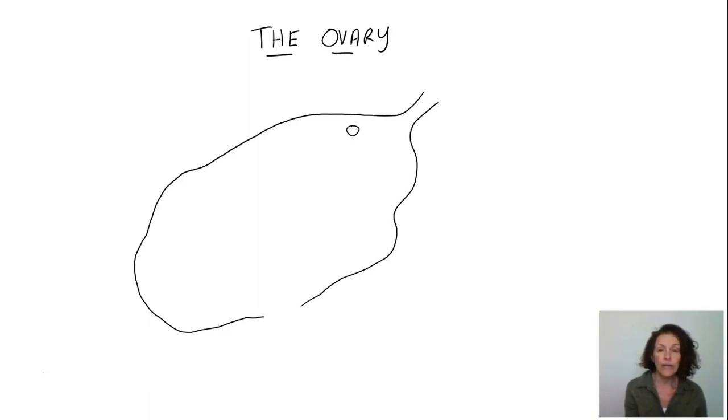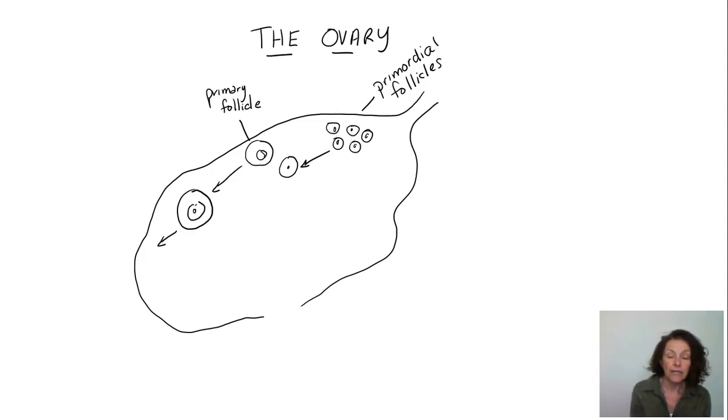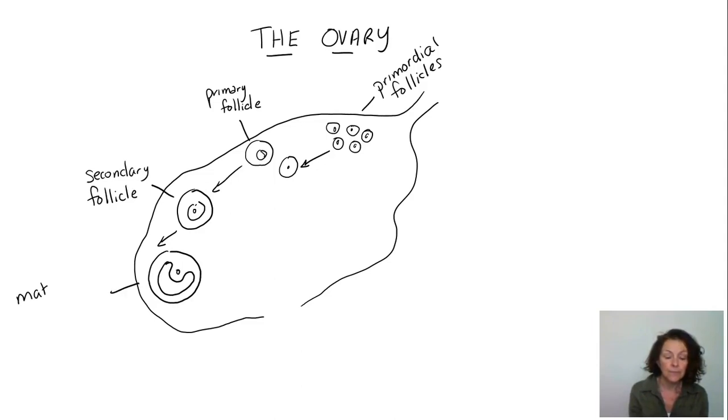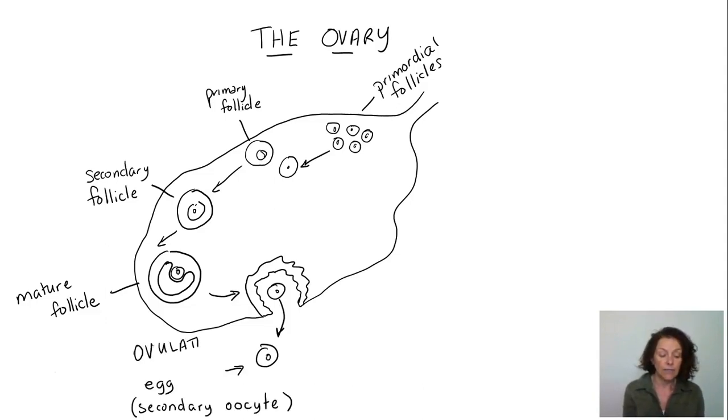A female is born with all the eggs that her ovaries will release, and they're in a primordial or immature state called primordial follicles. But every 28 days, one of these follicles will continue on through meiosis and become a primary follicle. And then a more mature secondary follicle will form, and then a mature follicle that contains an egg that is ready for ovulation. Ovulation will then occur, and the egg will be released into the uterine tube. It's now called a secondary oocyte, and the release of the egg is called ovulation.